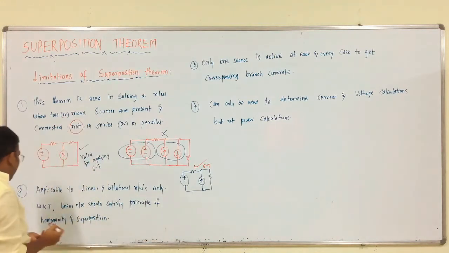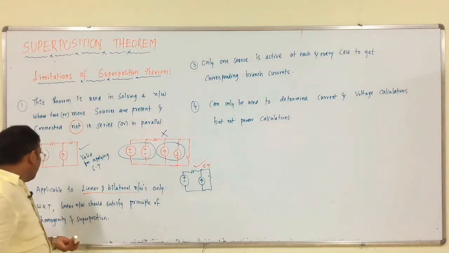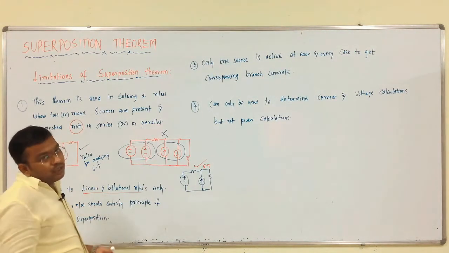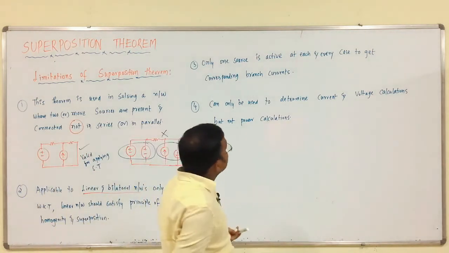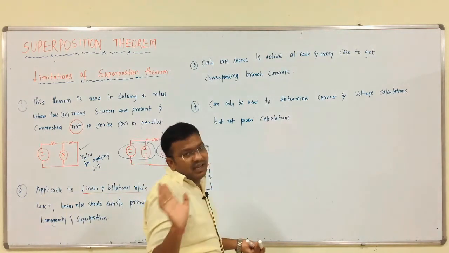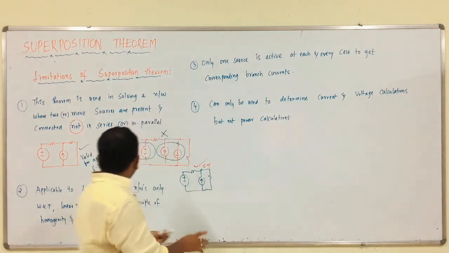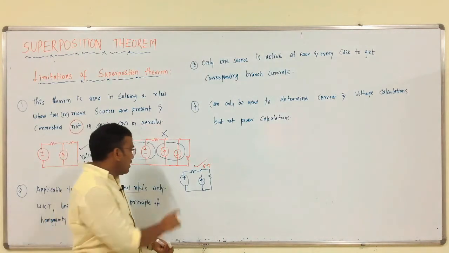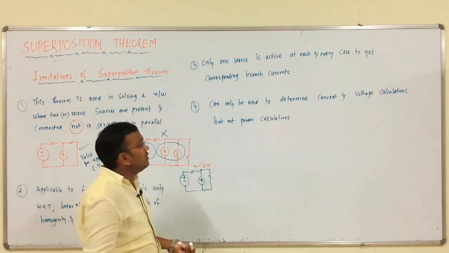Next point is applicable to linear and bilateral networks only. We all know that a linear network should satisfy the principles of homogeneity and superposition. Next, only one source is active in each and every case. This is one of the limitations. For example, in this case we have two sources. So, in each case only one source is active. That is one limitation.